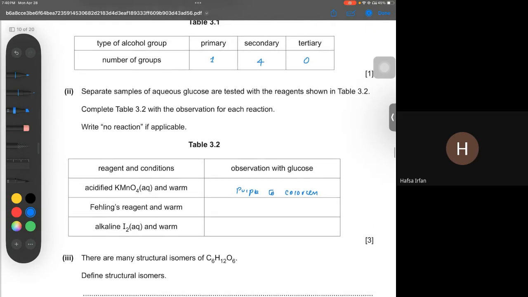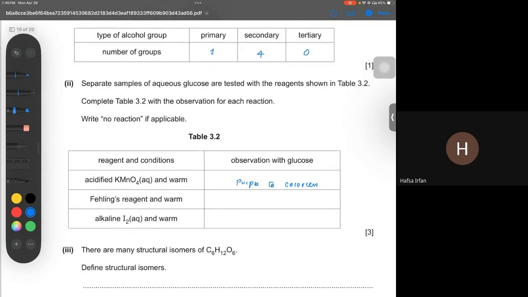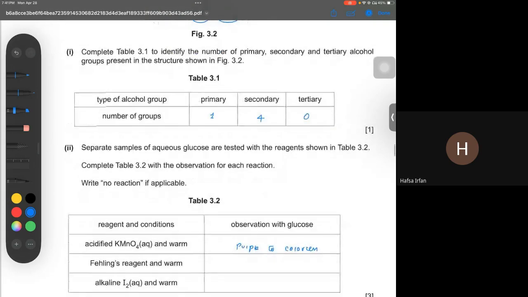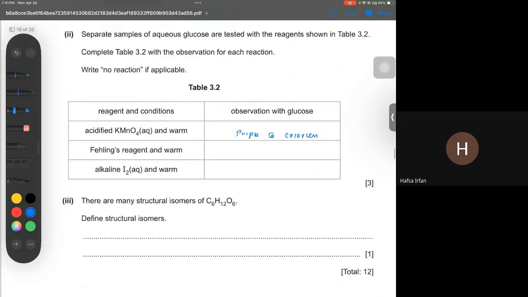Fehling solution can only react with aldehyde, right? So if it reacts with an aldehyde, what would be the color of Fehling solution? Is there any aldehyde in this structure? Yeah, there is an aldehyde. So what would be the observation? Red precipitate. I would see the red precipitate.